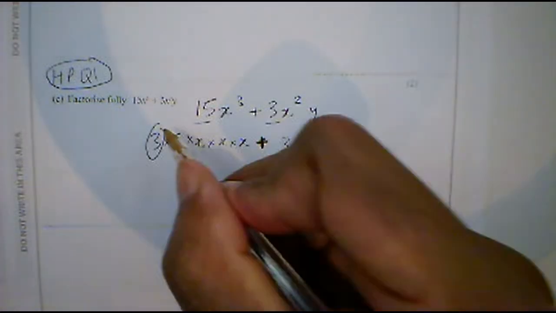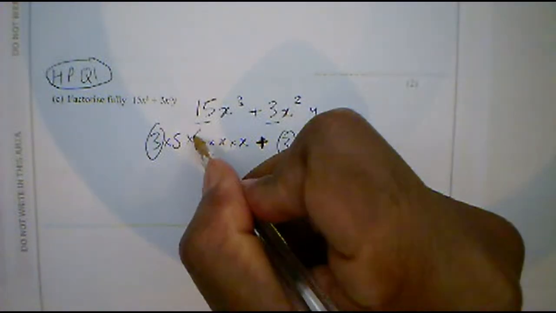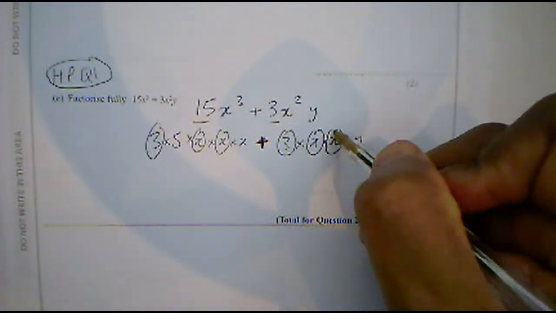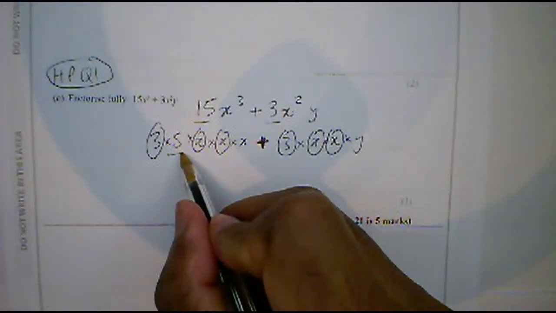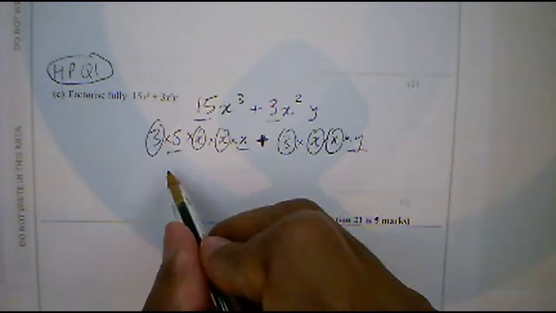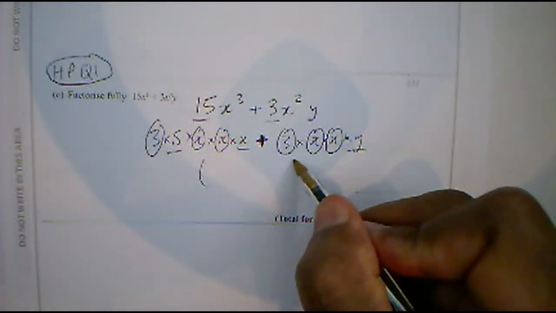So I can see I've got a 3 here and a 3 there. An x here and an x here. Another x and another x. And there's no number terms left. And I've got x there and y there. So they're all separate. So I put my brackets in.